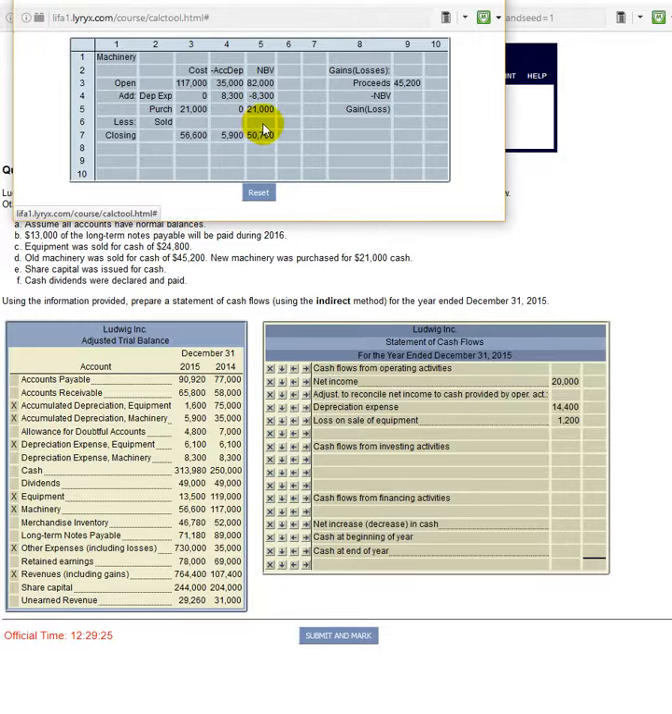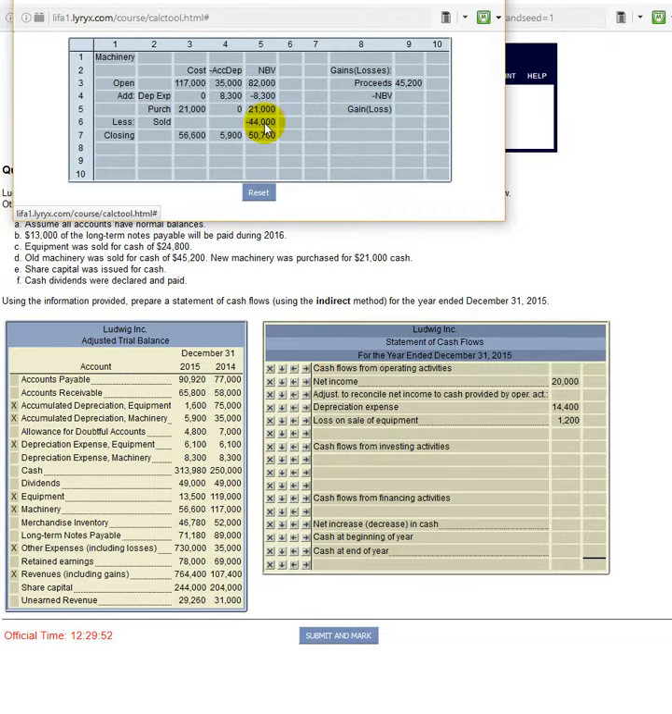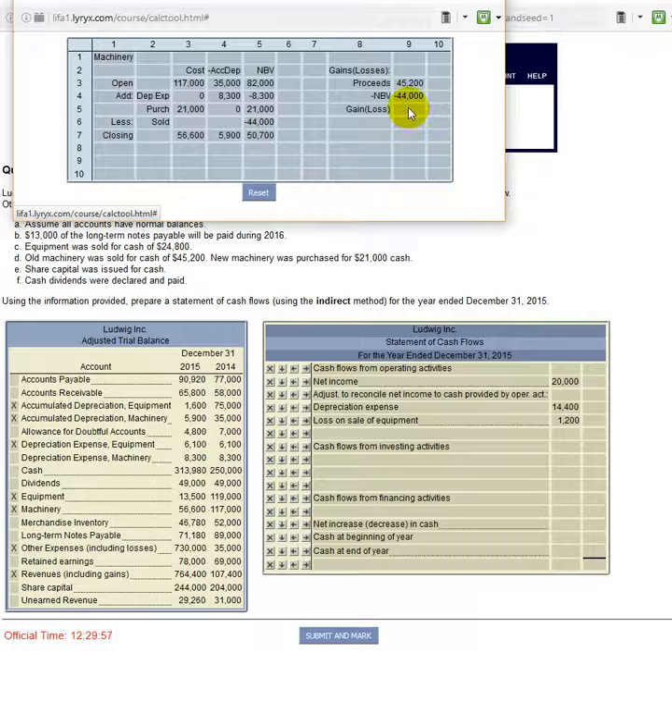We could actually do that with only this column. So let's do that. Take 82,000 minus 8,300 plus 21,000 and subtract 50,700. It says that the net book value of what we sold must have been 44,000. So once again, I like to use the brackets and the sign so that it shows the correct direction. That's going to be deducted from 45,200.